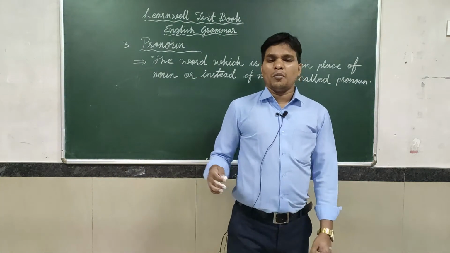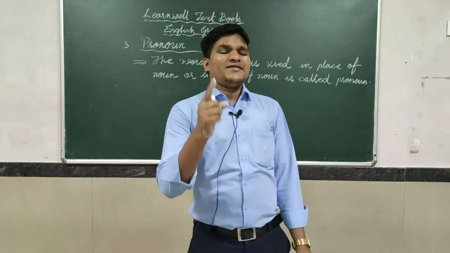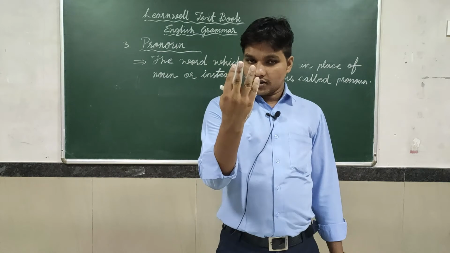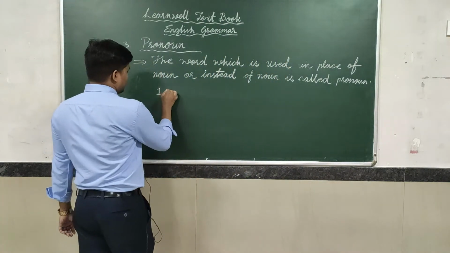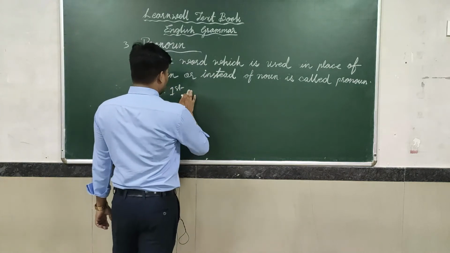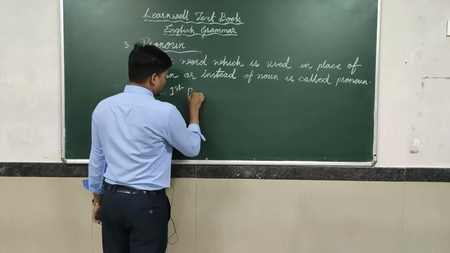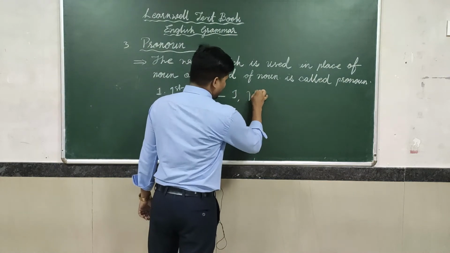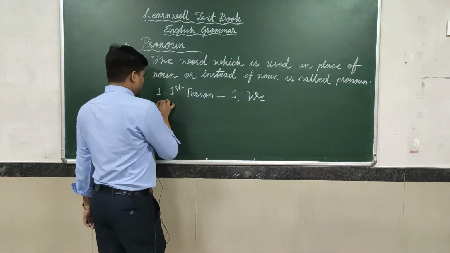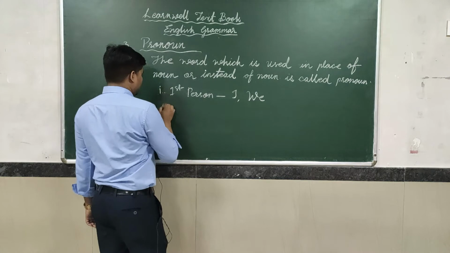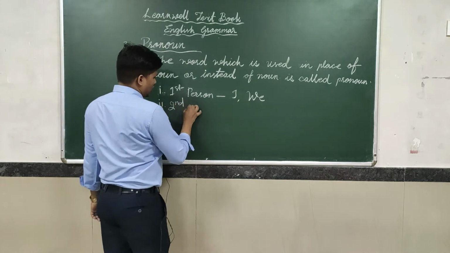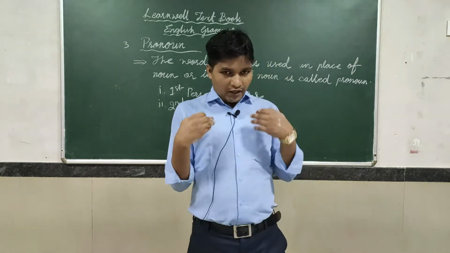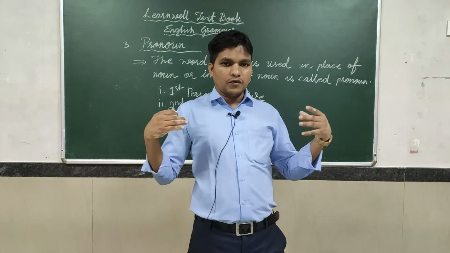So a pronoun has many types. The first thing we are going to discuss is the personal pronoun. The personal pronoun has been divided into three parts. First one is first person. First person, what will come? I, we. Keep in mind. Second person, those who are listening, those speaking, I, we. These are the first portion.